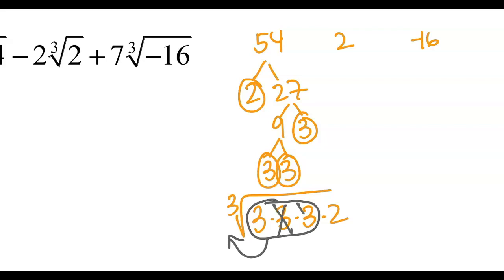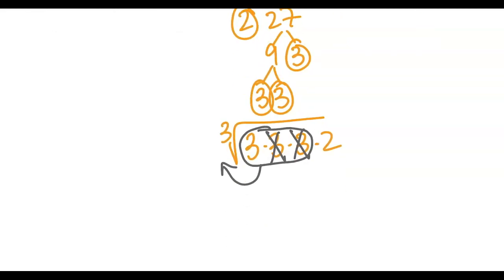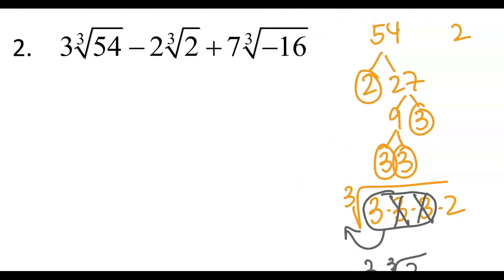So I'm going to cross off this one, and I'm going to cross off this one. Only one of those 3's will make it out. So the cube root of 3 times 3 times 3 is just 3. And I'm still going to have the cube root of 2 underneath. This 2 stayed, this 3 escaped. The other 2, they're just gone. So up here at the top, let me replace the cube root of 54 with 3 parentheses. In that parentheses, we're going to put 3 times the cube root of 2.